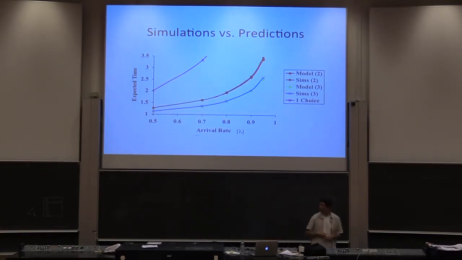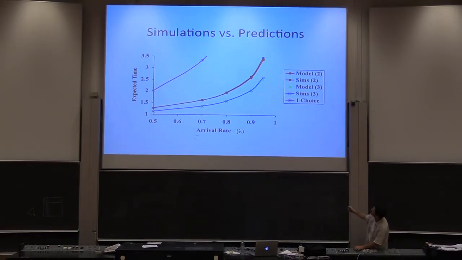Okay. So here's an example of the sorts of simulations versus predictions. This is one choice, and you can see the expected time in the system is growing, and it grows very sharply as you approach 1. At 0.9, it's way off the charts. It's up to 10 already. And if I look at 2 choices, you can see that the doubly exponential falloff in the tails means my expected time in the system is much, much smaller. Again, at 0.9, it was something like 10 with 1 choice, and with 2 choices, it's just a little over 2.